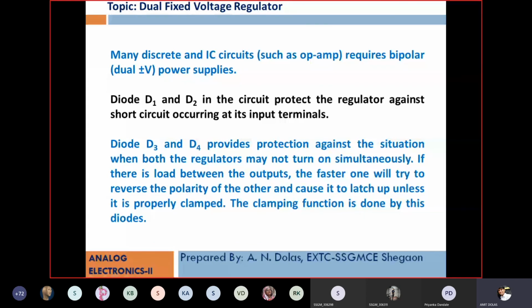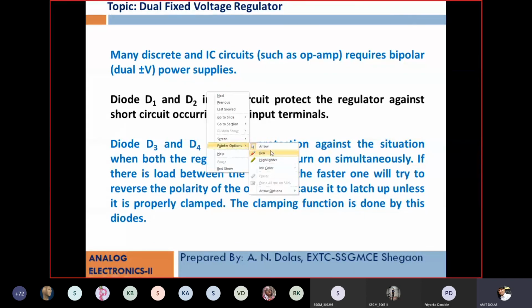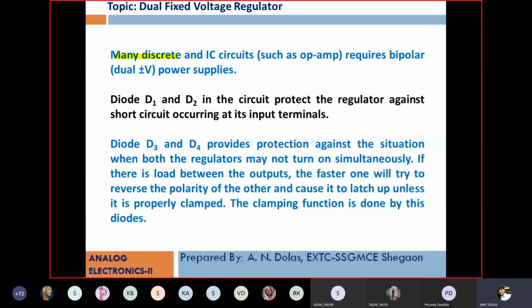Just to read some points related to this, because this question comes for theory, no problem on this. So only 3 points. Here, many discrete or IC circuits such as op amp require a bipolar or dual power supply, plus minus 15 volt, plus minus 18 volt. Likewise, in the above circuit, diodes D1 and D2 are the protecting diodes against short circuit occurring at the input terminal. Diodes D3 and D4 provide protection against the situation when both the regulators may not turn on simultaneously.